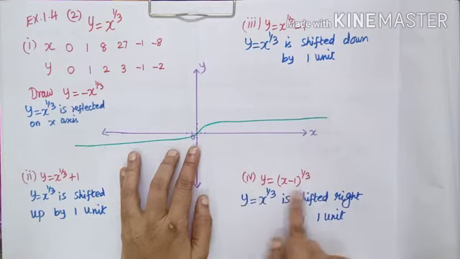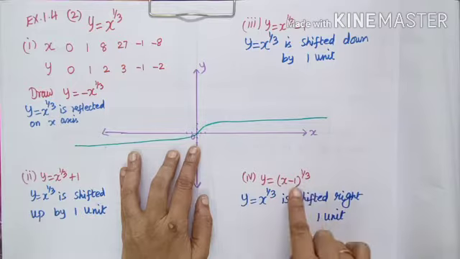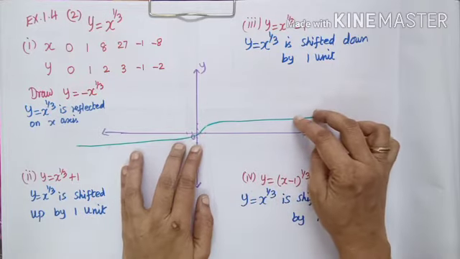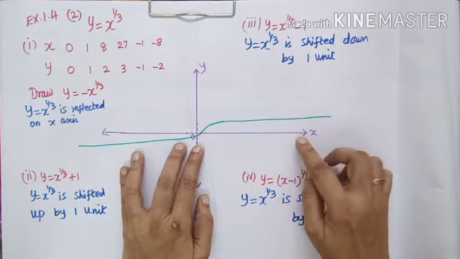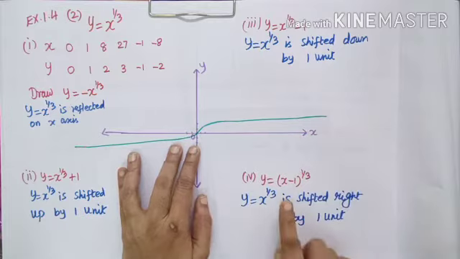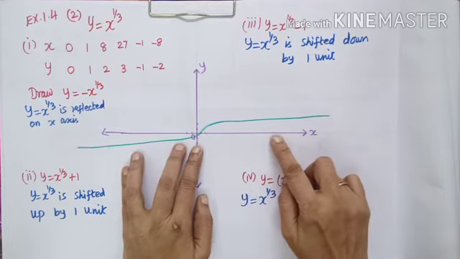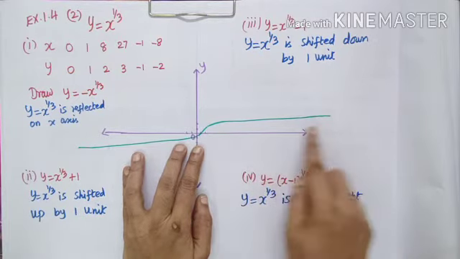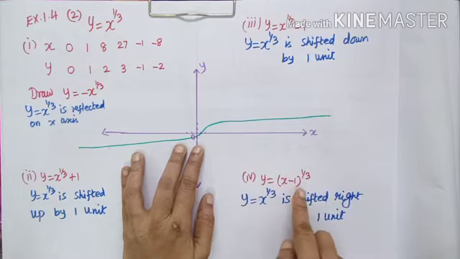My fourth question is x minus 1, the whole power 1 by 3. X minus 1 tells me shift it to the right by 1 unit. This is my original. Shift it to the right by 1 unit, and this is the answer for x minus 1 the whole power 1 by 3.